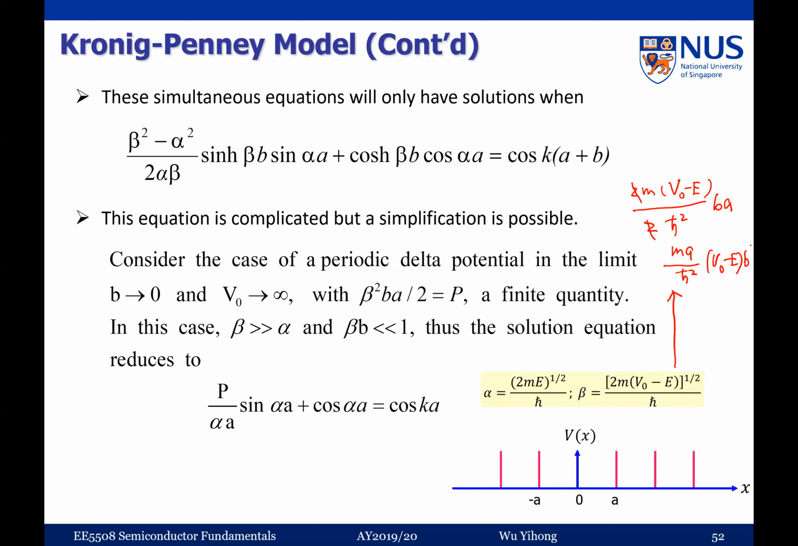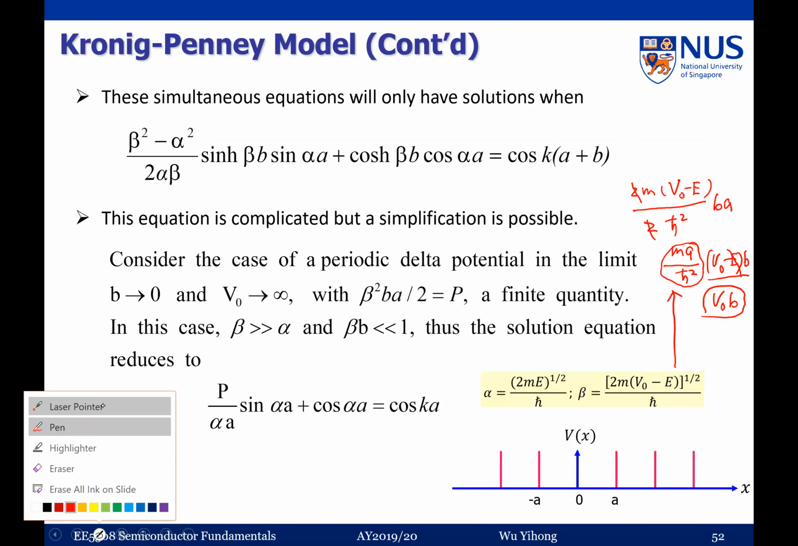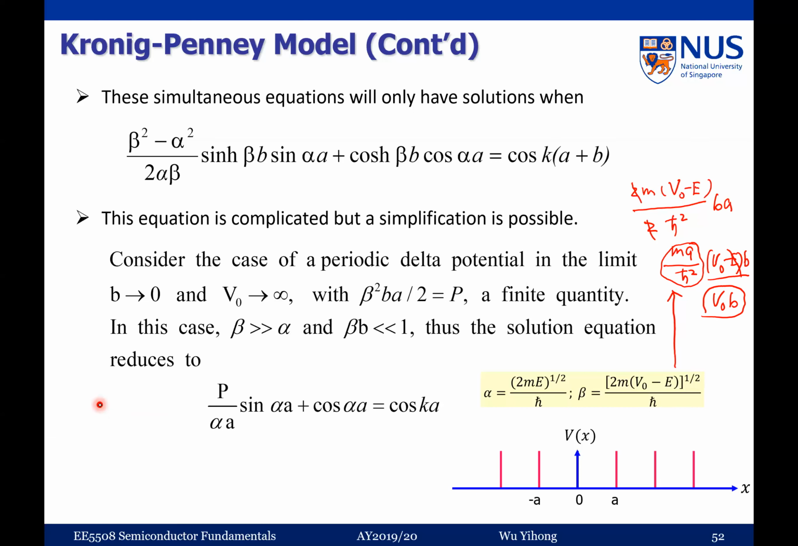Of course, this will be a finite constant. Since V naught approaches infinity, we can ignore this E because E is very small compared to V naught. So eventually this will be V naught b, right? What we are trying to do now is assume that b approaches 0 and V naught approaches infinity, but the product of these is finite, multiplied by this constant, we call it P. So this is what we want to do.